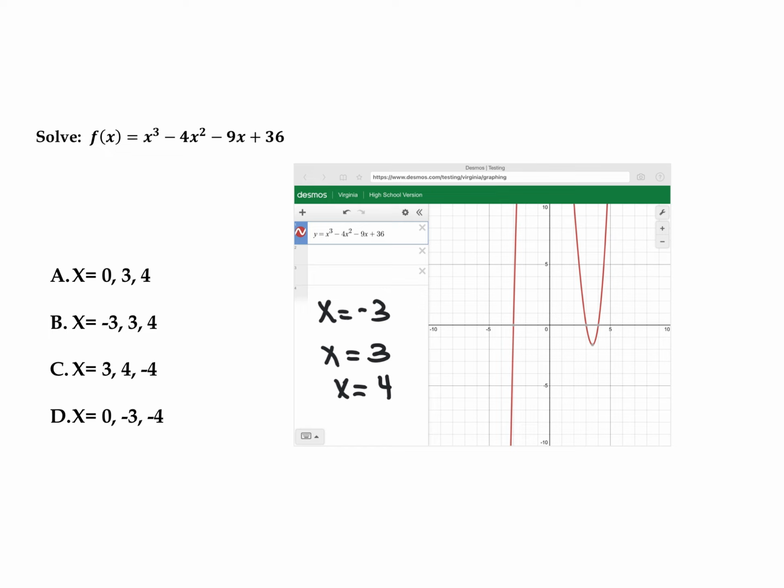So when it asks for the solutions, all it's wanting me to do is to make sure that I have the problem typed in and I look for the x-intercepts. So my solutions to this problem are going to be -3, 3, and 4. And that would have been answer B.